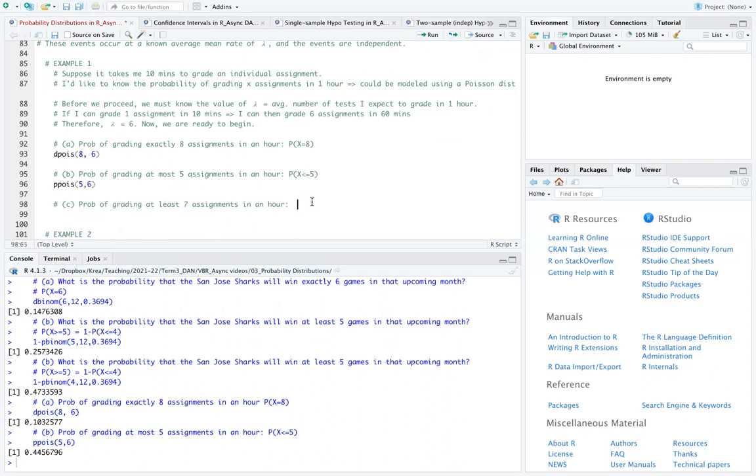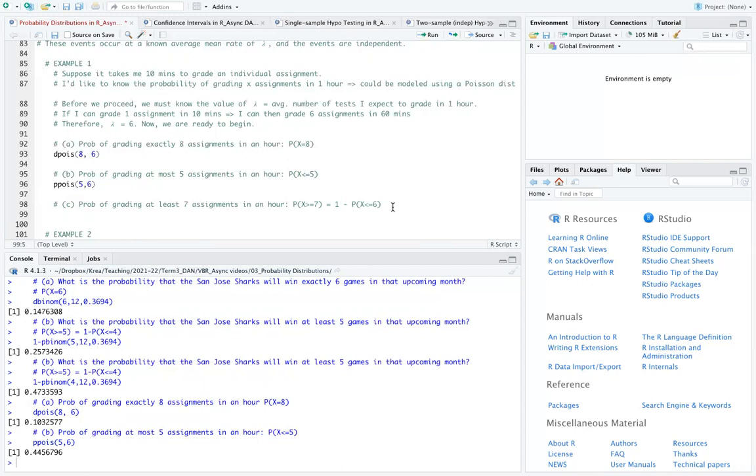At least 7 assignments in an hour is P of X being greater than or equal to 7. Because it's at least, we also include the value 7. Just like how we did in our binomial calculations, this can be written as 1 minus P of X being less than or equal to 6. So I subtract everything from 6 and below from 1, and therefore I'll be left with everything 7 and above.